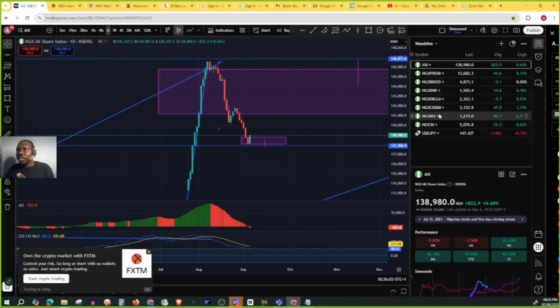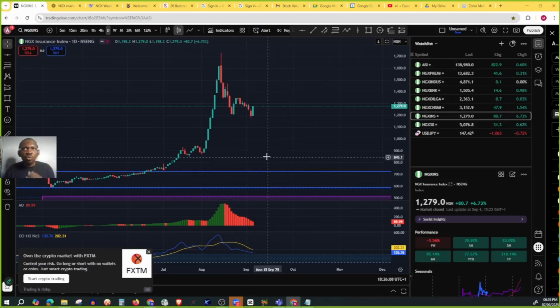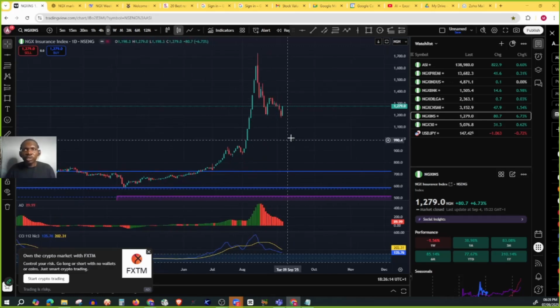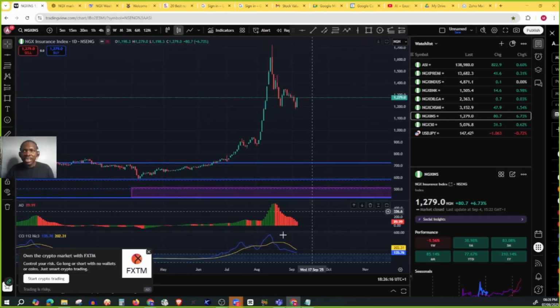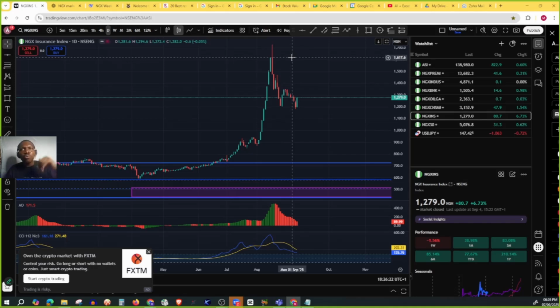Let me check NGX Insurance. So let's look at it. We also have a bullish engulfing at that level for the insurance sector. But my own challenge with this insurance sector is that it has not crossed to the negative side yet. And I like this because it's also a double bottom. You know what a double bottom means?